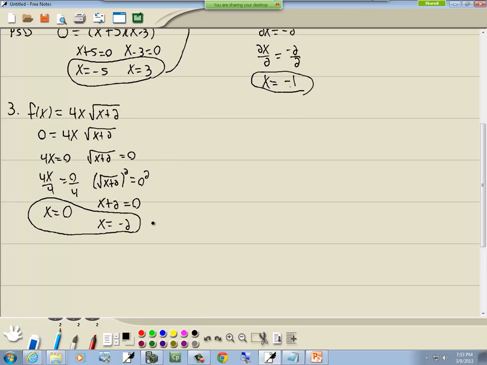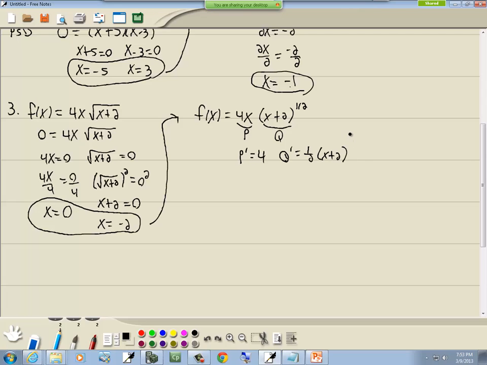Well, let's find our derivative. We've got 4x times x plus 2 to the 1/2. This is going to be the product rule. This will be p, and this will be q. P prime, the derivative of 4x, is 4. For q prime, here's parentheses to a power. So we'll take our power, put it out in front. What's inside the parentheses remains as is.